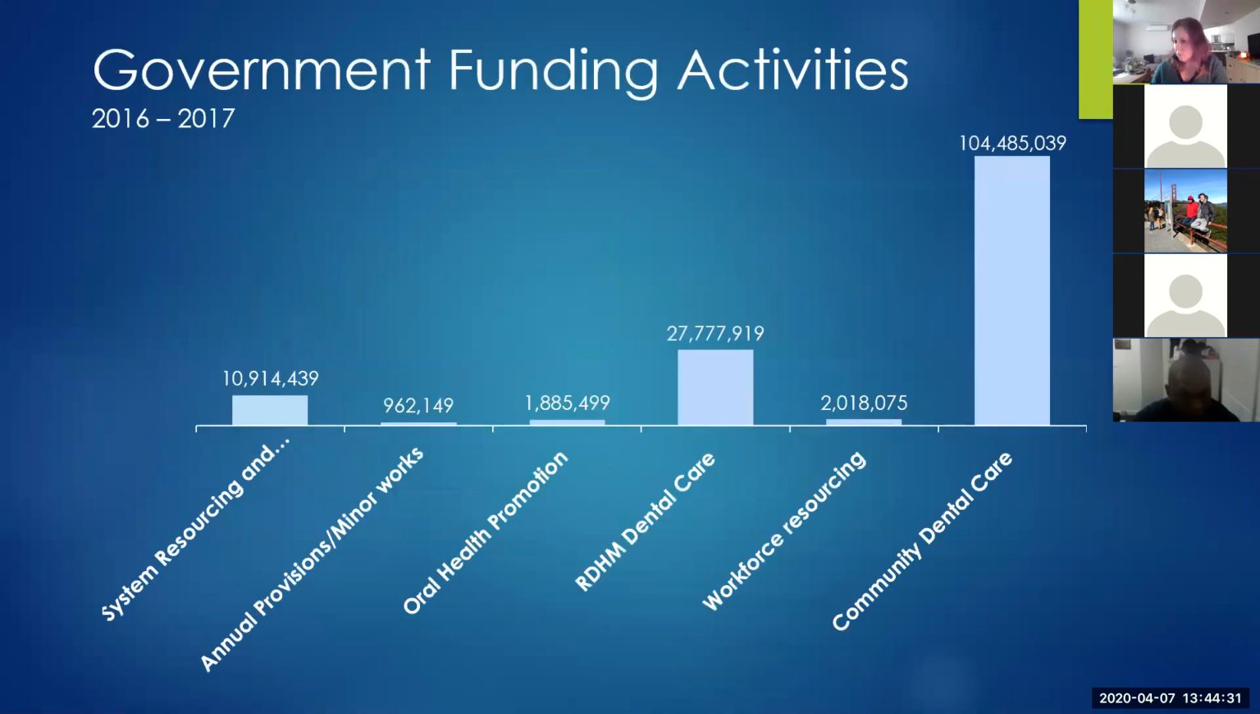Now, the graph that you can see there, it describes the government funding activities from the period of 2016 to 2017. So we can see that the government spent most of its funding on community dental care as well as Royal Dental Hospital dental care. That was followed by system resourcing and management. Now, the government spent its least on annual provisions, and that was followed by oral health promotion and workforce resourcing.